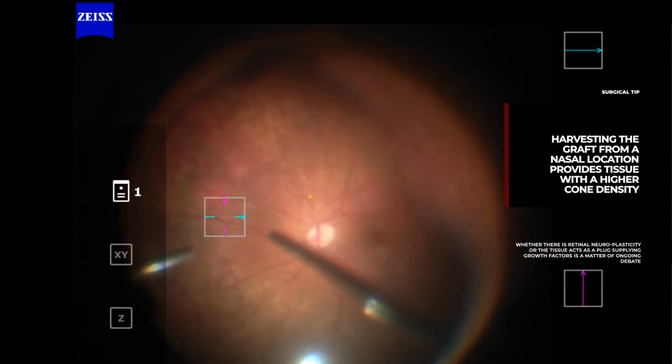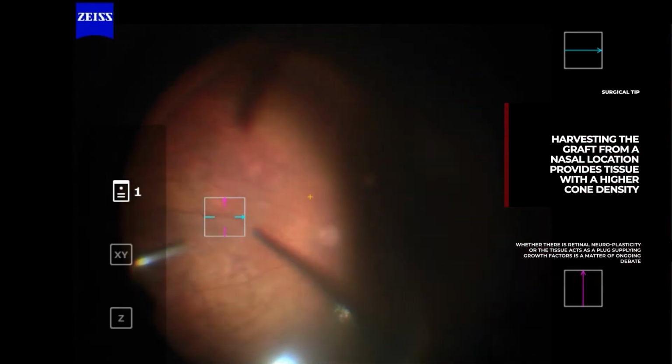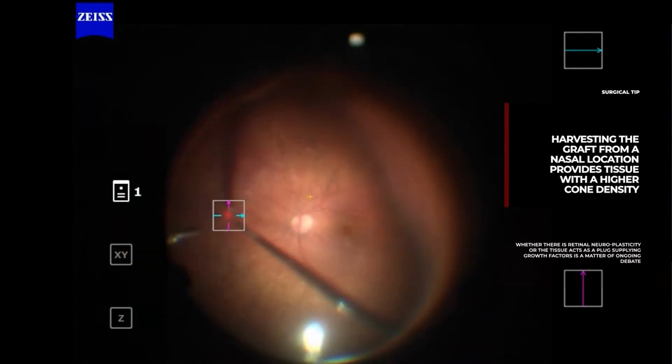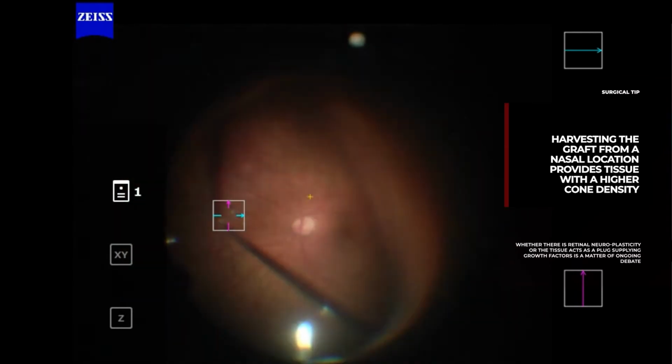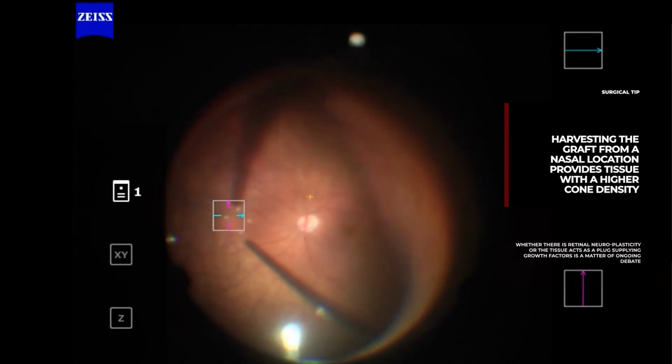Harvesting the graft from a nasal location provides tissue with a higher cone density than the temporal retina. Whether there is retinal neuroplasticity at play or the tissue acts as a plug is a matter of debate.